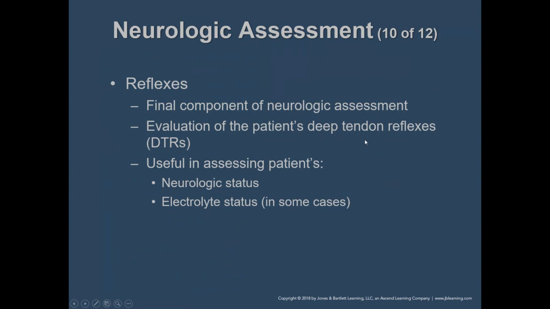DTRs, deep tendon reflexes. Sometimes you need to be able to test these, and doing those is kind of simple. If you have the right equipment, it's really simple. If you don't have the right equipment, you can improvise it for most of it. Okay? And it does tell you about neurologic status. But look at that last thing, the electrolyte status as well. Okay? If I'm looking at the muscular response, what electrolytes are really kind of important for skeletal muscle response? I'm looking at calcium levels.